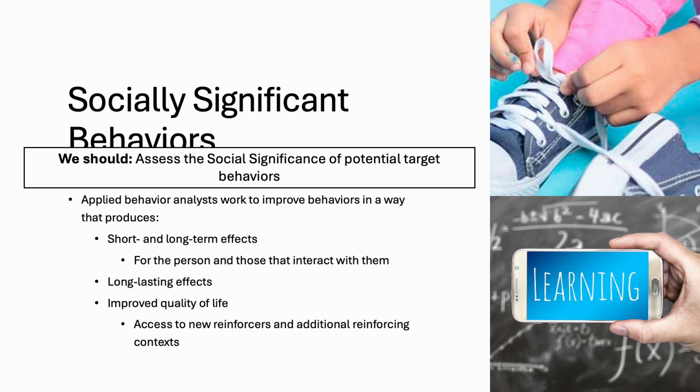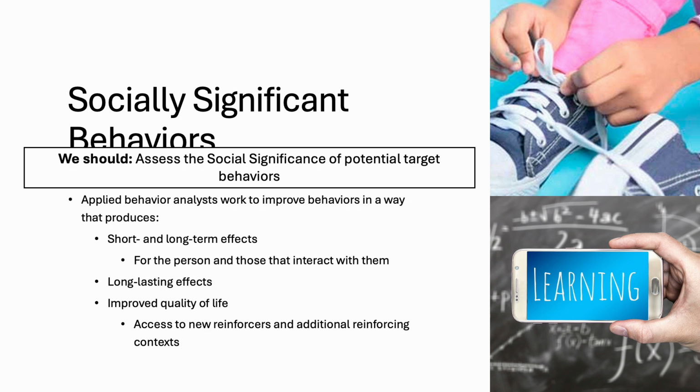As I mentioned, the field of applied behavior analysis is a field in which we focus on improving behaviors that are socially significant. A socially significant behavior is a behavior that improves a person's quality of life. It is a behavior that produces short-term and long-term effects for an individual. So it doesn't just improve their life in the short term, in the now, it also will produce lasting effects for the future, so that they can be more independent in the future.